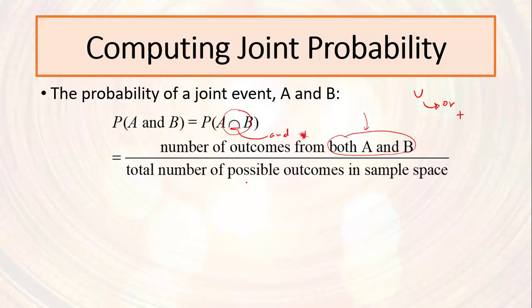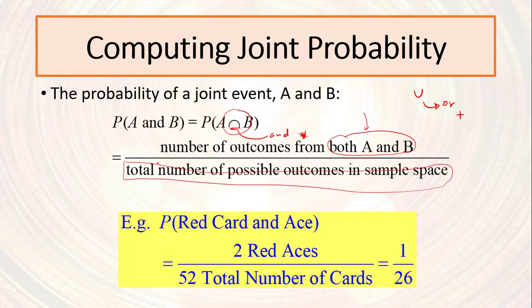So probability of possible outcomes in the sample space. This is the total probability, right? That means the number of possible outcomes in the sample space. So the total number of outcomes is 52 cards. You have 52 outcomes. Only red card, that is the yes, is 26 cards, so 1 by 2.